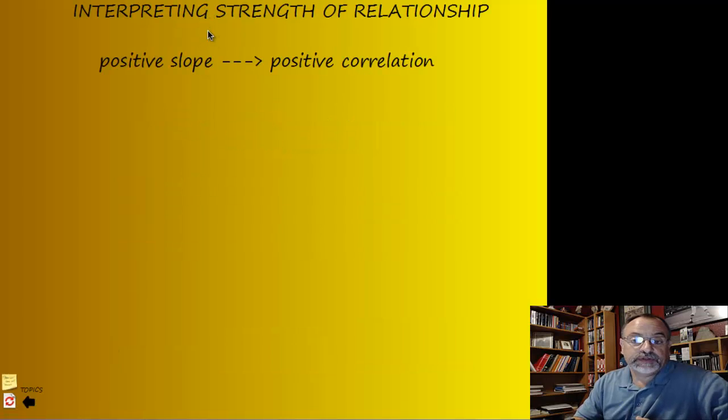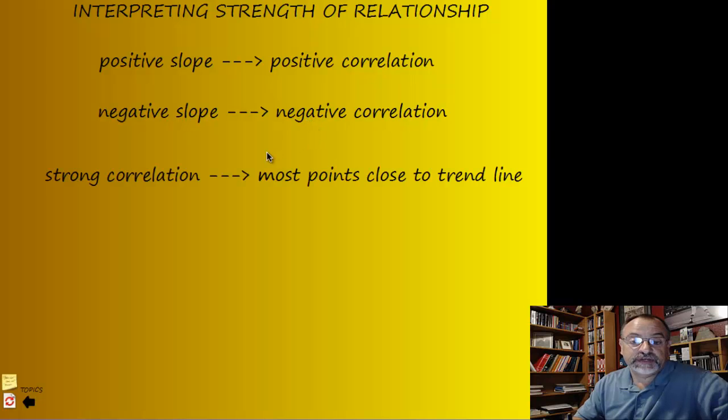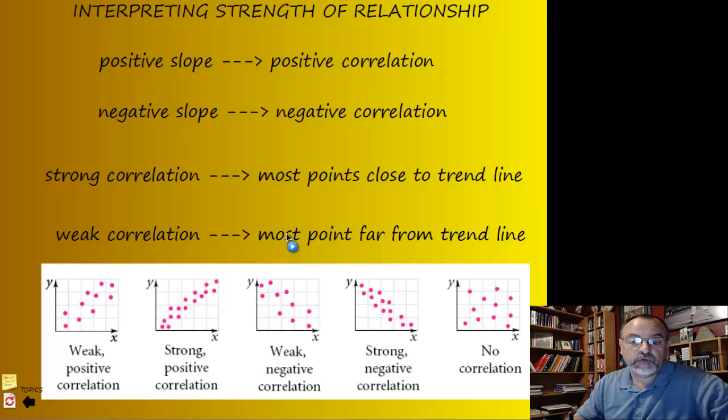Now, we can interpret the strength of the scatter plot. A positive slope, meaning the line goes up from left to right, means there is a positive correlation between the 2 sets of data. A negative slope means there's a negative correlation between the 2 sets of data. That means the line is going down from left to right. Now, a strong correlation would be where most of the points are very close to the trend line. So the closer the data is to the trend line, the stronger the correlation between the 2 sets of data. A weak correlation, they'd be further apart or further away from the trend line.